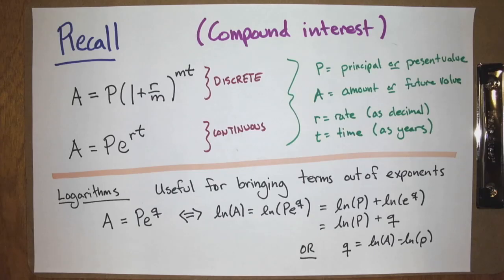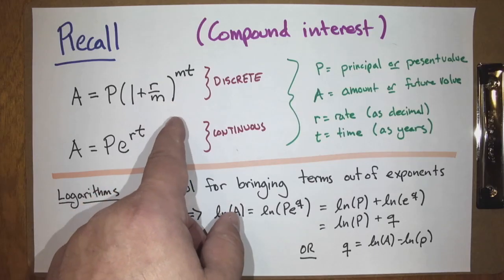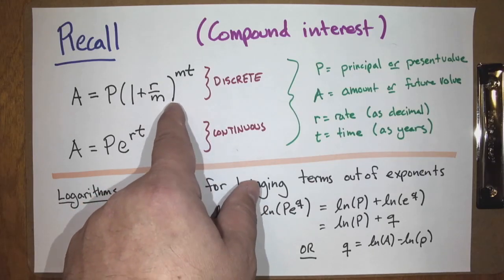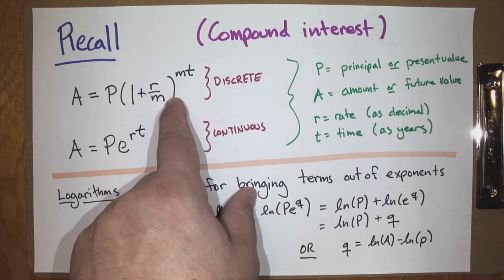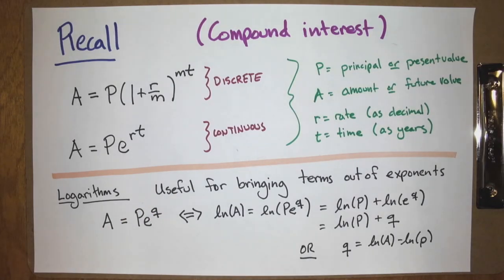Continuously compounded means it's always being compounded. And in some sense, you can think of, there's a very fancy word, limit, but imagine you just let m get very big. If you let m get very big, then the discrete becomes the continuous. Now, that was from a few lectures back.